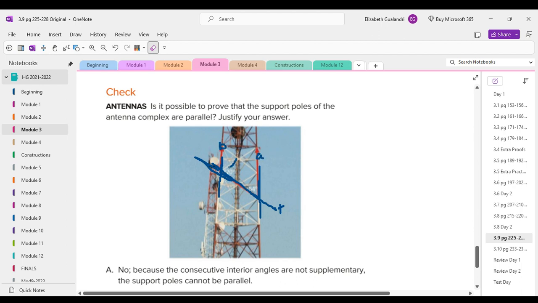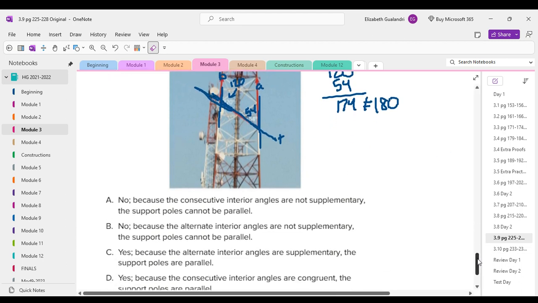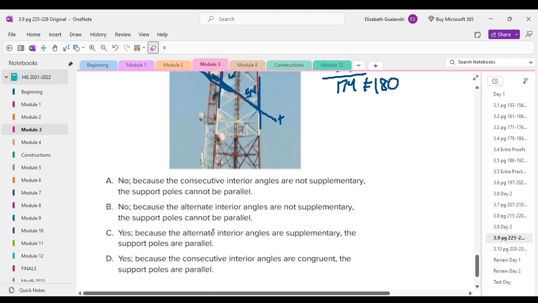So the angles that are given to me, the 120 that's here and the 54 that is right there, should be same side interior angles, which should be supplementary. If I add 120 and 54 together, I get 174, which is not 180, so they're not supplementary. And so therefore, we can say that these are not parallel to each other. So we say it's not a yes, but we say that they are not because we looked at consecutive interior angles and they are not supplementary. So there's my reason right there.